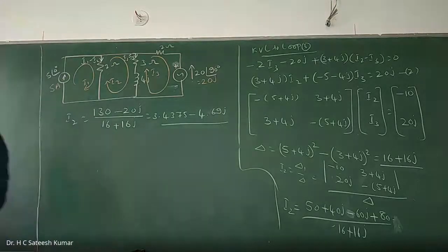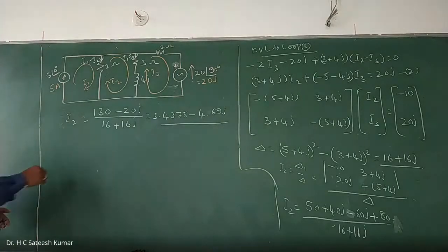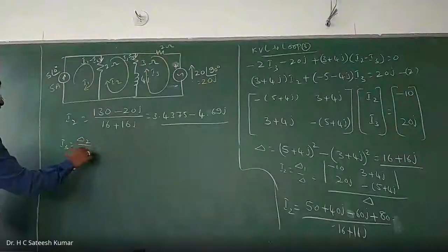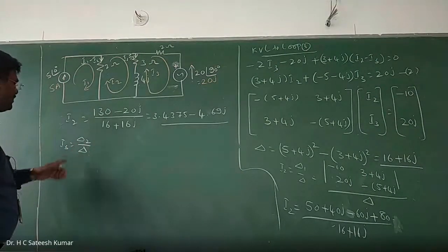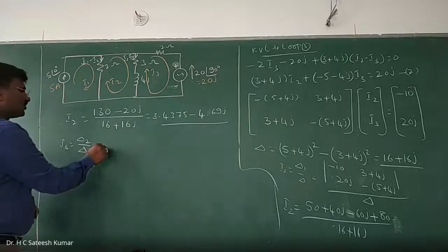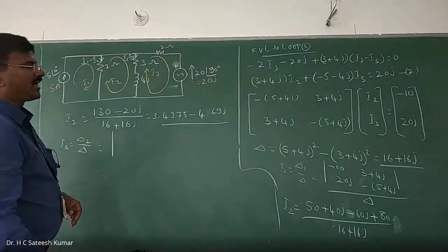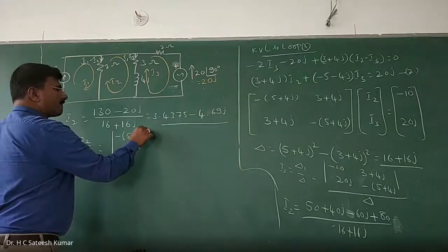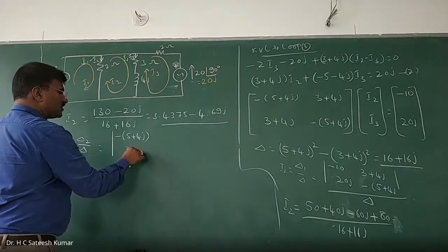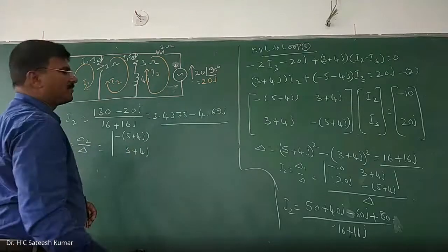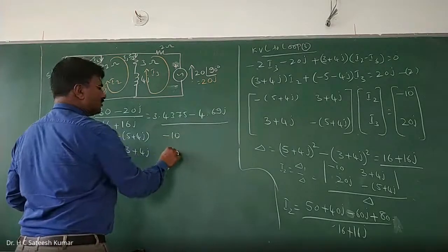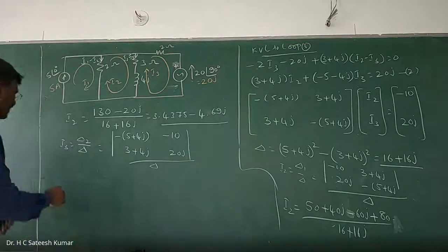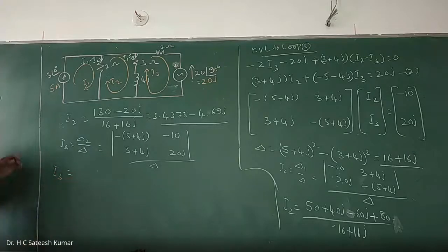Next we have to go for I3. I3 is equal to delta 2 divided by delta. What you should do? First column you write as it is: minus of 5 plus 4j, 3 plus 4j. Second column is replaced by the right hand side: minus 10, 20j, divided by delta. Okay, I3 is equal to, multiply it.